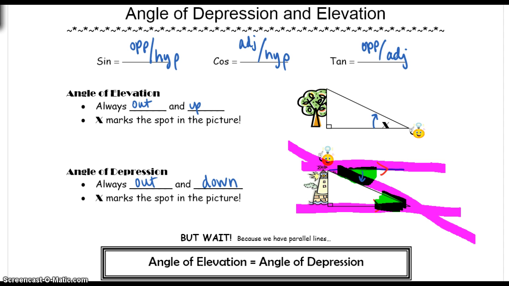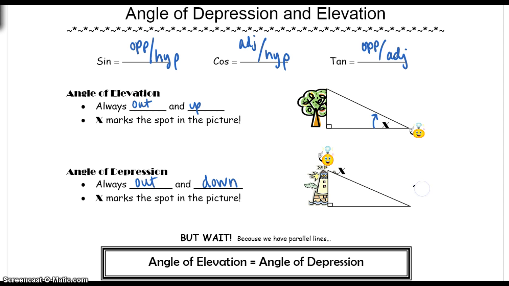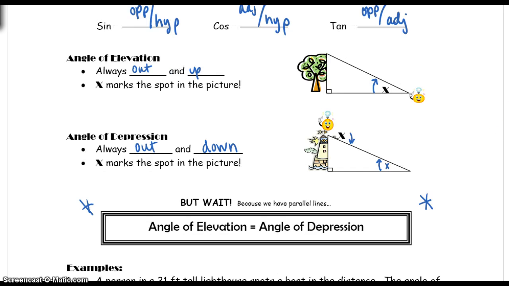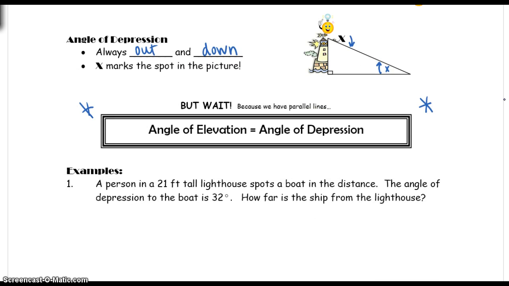So anytime they give you an angle of depression, you can go ahead and make your angle of elevation the exact same thing, which is what I have written down here. So your angle of elevation is the same as your angle of depression. So just remember that as we go through some of these problems here. So let's go ahead and start with our first example. You will have to draw pictures. You will have to pause and actually think about what's going on here.